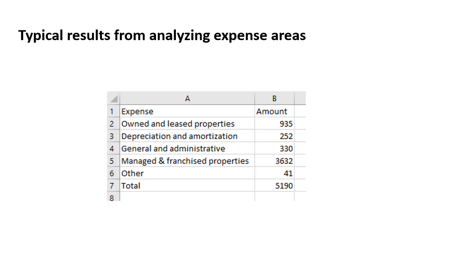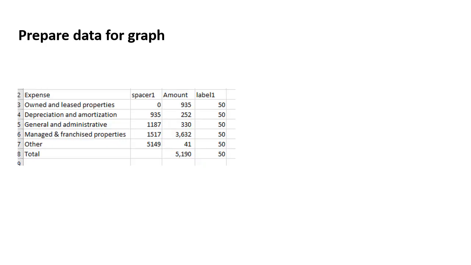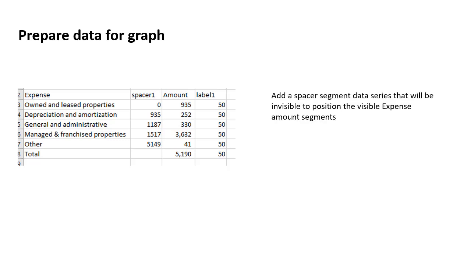So when we want to turn it into a really meaningful visual, we need to prepare the data for the graph. There are a few things that we want to look at in this table of data that we're going to use in the graph. First thing is, I've added a spacer segment. That's the first column of numbers there.